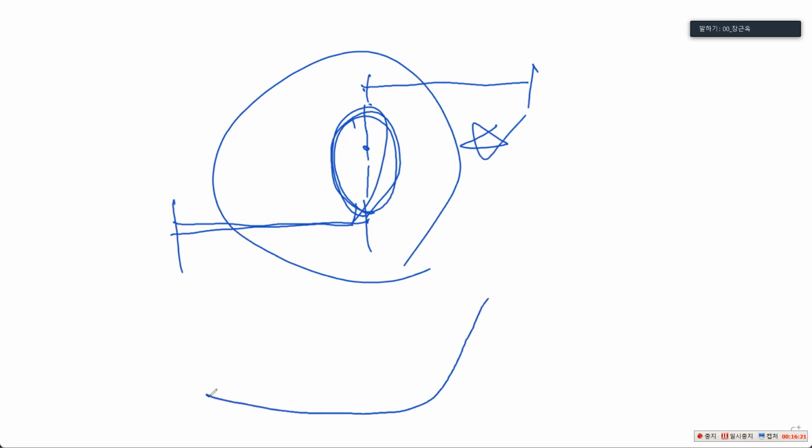To make it continuous, it has to be given this way. This way, it is continuous. So we can say that in this range it is continuous, and in this range it is continuous. We can say it like this.